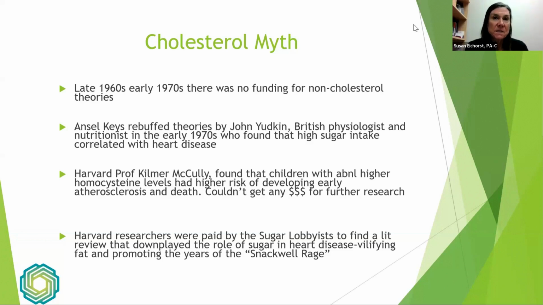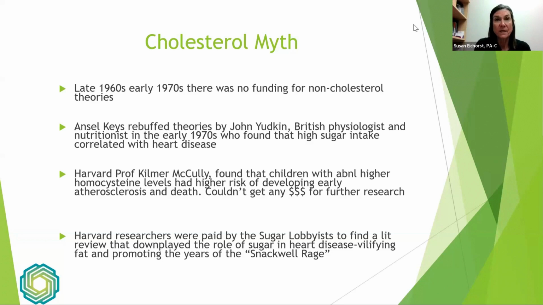In the 1960s and 70s, it was really hard to get funding if your studies had nothing to do with cholesterol. So they were really just thrown out. In fact, Ansel Keys had such a strong hold on the influence of the research money that he was able to rebuff the theories of British physiologist and nutritionist John Yudkin, who had found that actually high sugar intake was being correlated with heart disease.